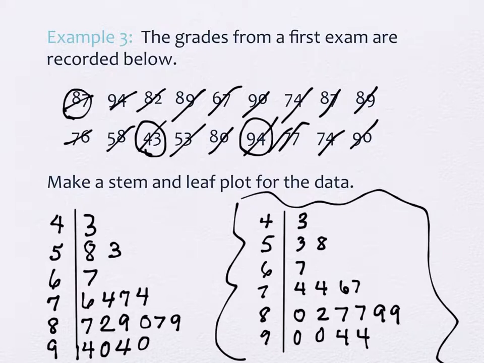So if you want to be more careful when you create it to begin with, so you don't have to create it twice, you can try that. You might miss a data point and have to do some erasing, but you could do that. But your final answer should have them in order from least to greatest. And what am I missing at the moment? A title. So what is this? Yeah, it's grades from a first exam.